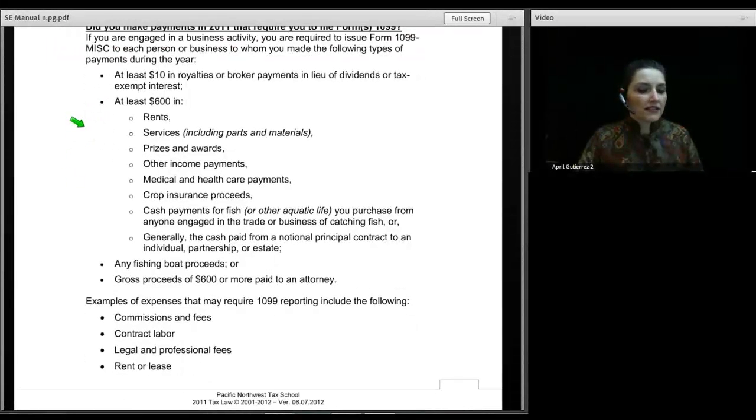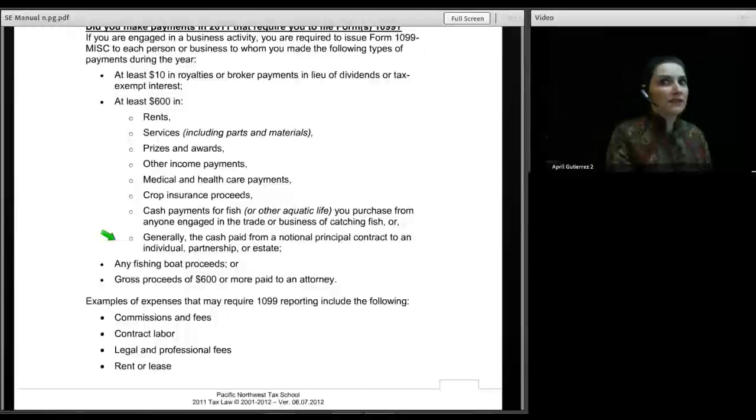Or if you paid at least $600 in rent, services including parts and materials, prizes and awards, other income payments, medical and healthcare payments, crop insurance proceeds, cash payments for fish or other aquatic life, or generally the cash paid from a notional principal contract to an individual, partnership, or estate, that $600 limit is what we're looking at in the year. So if you have a client that you can see they're claiming an expense on the contract labor line of $1,000, well, that's more than $600.